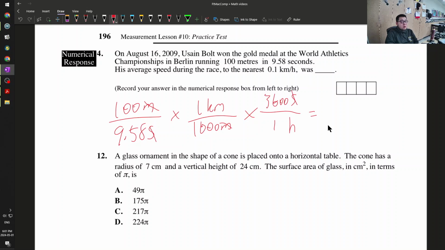What are we left with? We're left with kilometers divided by hours. 100 times 1 times 3,600 divided by 9.58 divided by 1,000 is equal to 37.58. So round to one decimal place, 37.6. 37.6.